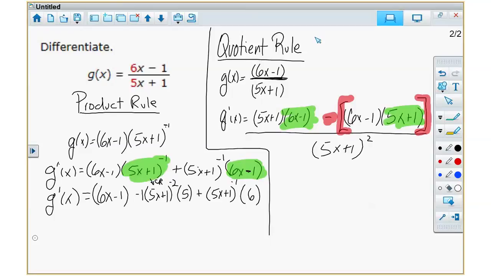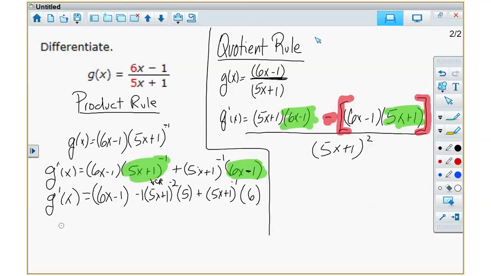You can have the chain rule in the quotient rule. You can have the chain rule in the product rule. You can actually have the product rule and the quotient rule inside the chain rule. It all depends on how complicated the problem is. But yes, you can have all of them intertwined.